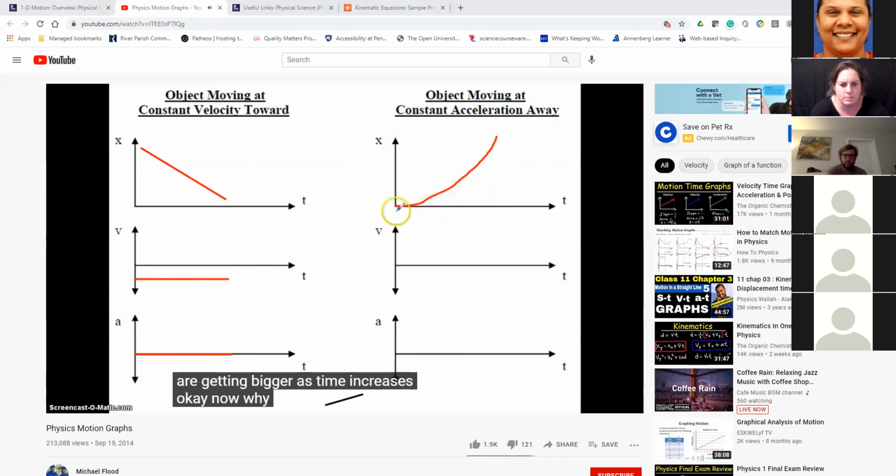Okay, now, why is this a curved upward line like this, not a curved upward line like I just demonstrated with the pen? If we take our tangent line, which I'm going to grab down here and bring it up, we start out at the beginning here.